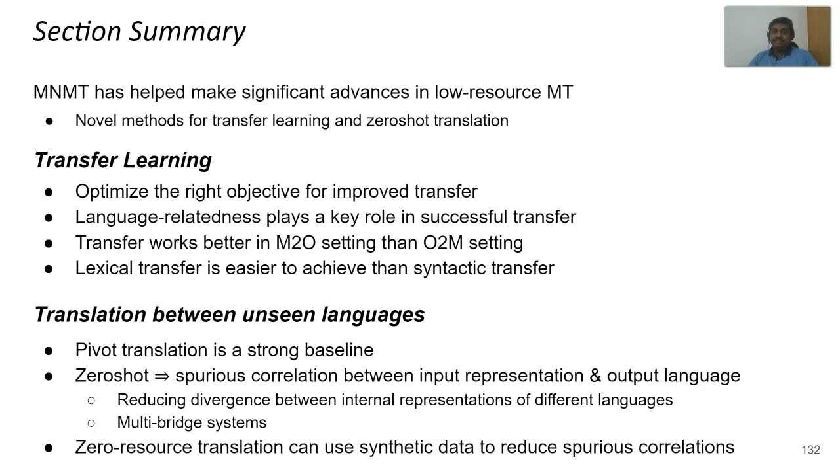Lexical transfer is easier to achieve than syntactic transfer. So again, there is scope to see how we can improve syntactic transfer. Coming to transfer between unseen languages, pivot translation is a very strong baseline to beat, and zero-shot translation faces the problem of having a spurious correlation between the input representation and the output language. This can be overcome by reducing the divergence between internal representations of different languages, or by using multi-bridge systems. We can also use zero-resource translation, which uses synthetic data to reduce spurious correlations.